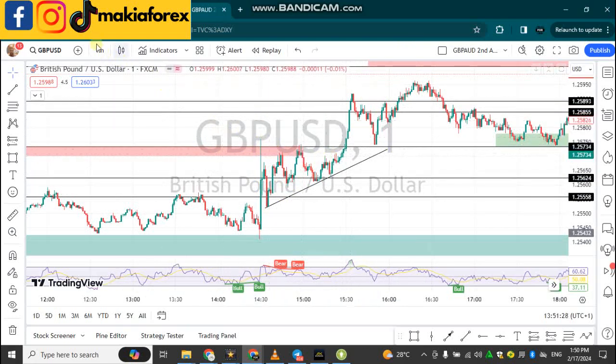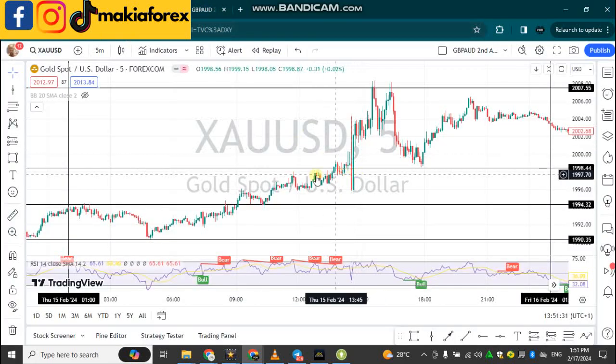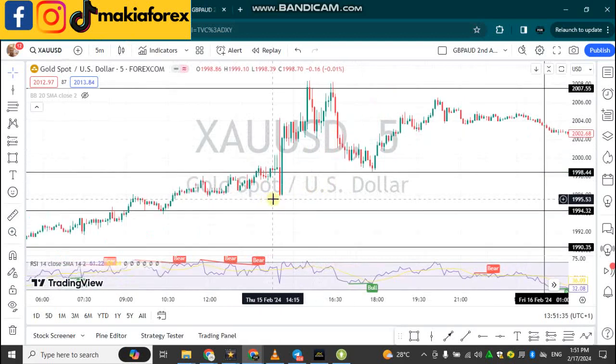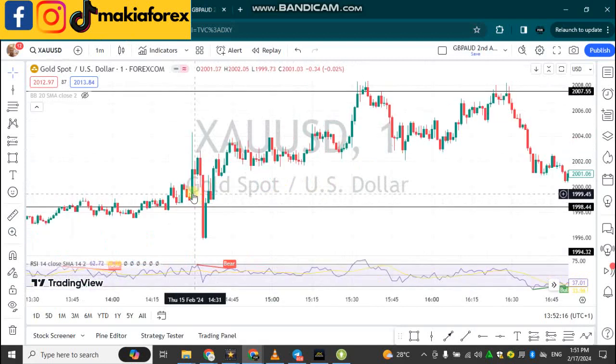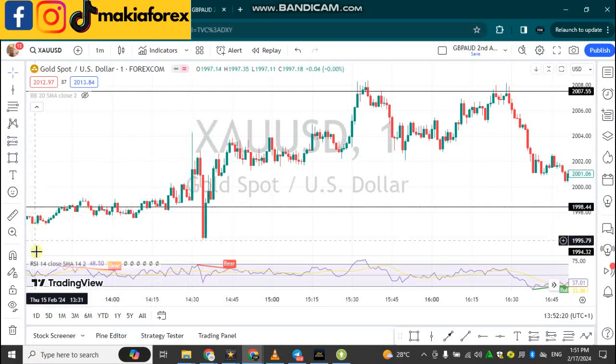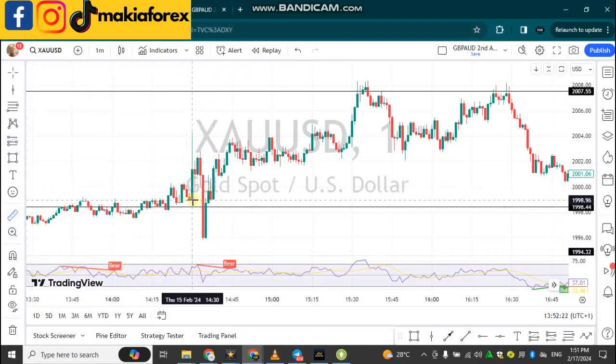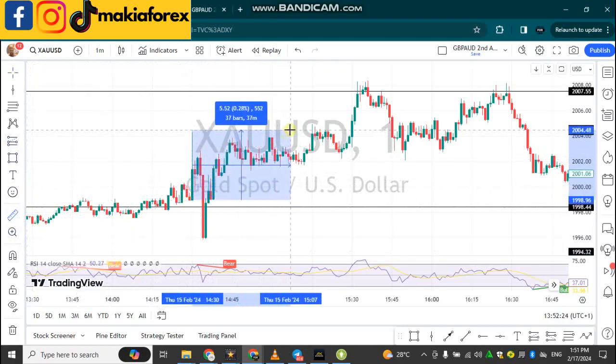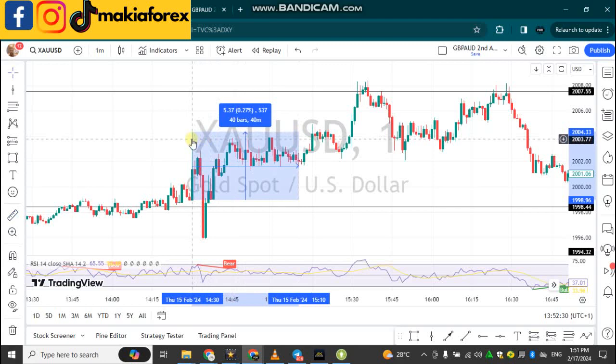Now let's look at what happened to gold. So this is gold, and this is Thursday. The news is at 2:30, so this is the 2:30 candle over here. You can clearly see this is a news candle. So the first candle was bullish because the retail sales was bad for the dollar. You can see the first candle moved 53 pips in the 1 minute time frame.